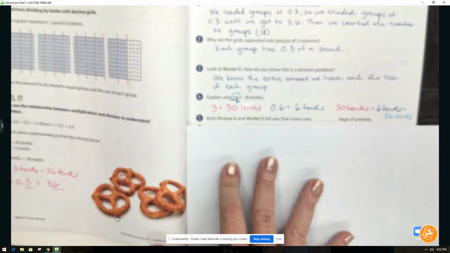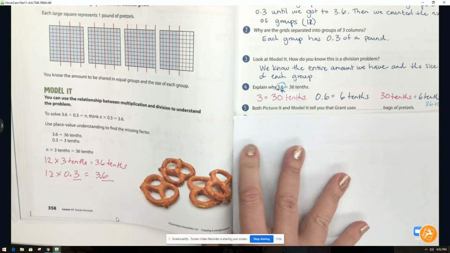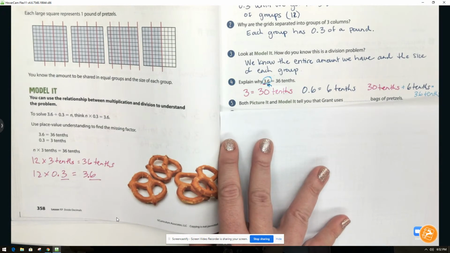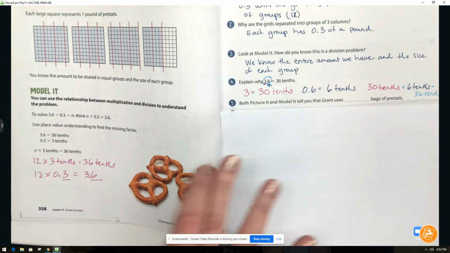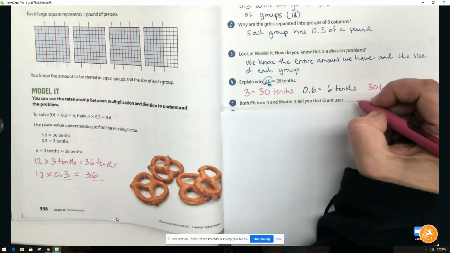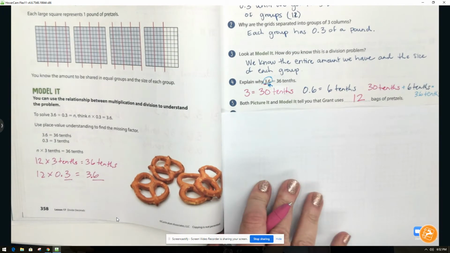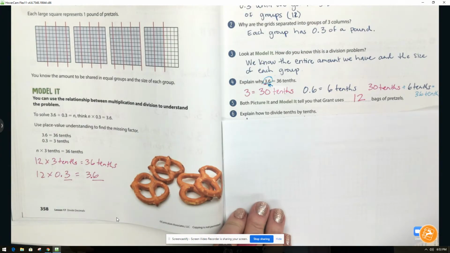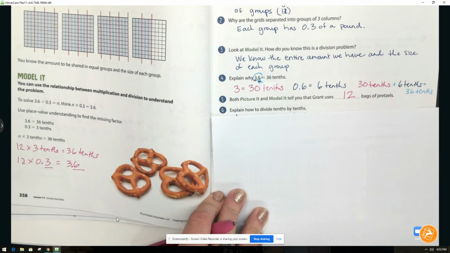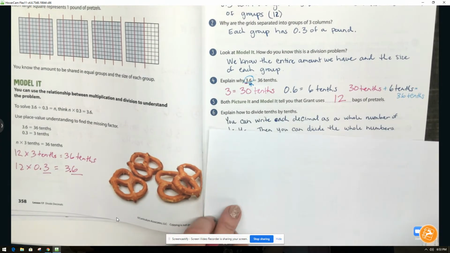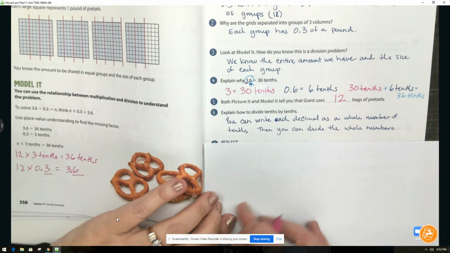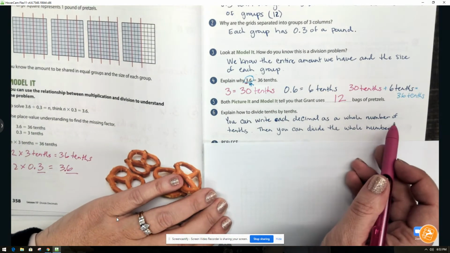Now, number 5 says both the picture and the model tell you that Grant uses how many bags? Remember, he uses 12 bags of pretzels. So now we need to explain how to divide tenths by tenths. So what you do is you write each decimal as a whole number of tenths.